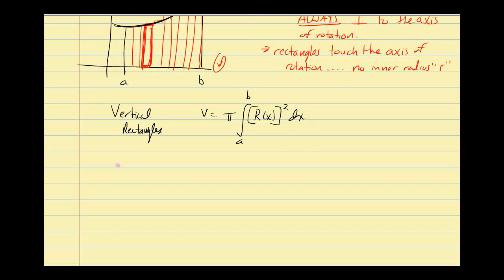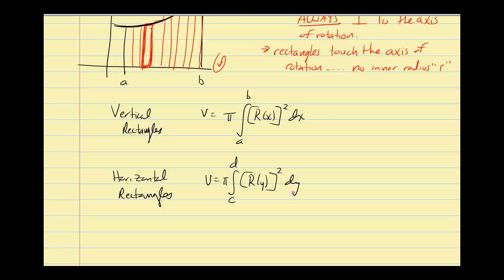Now if we have horizontal rectangles, of course we're going to be working with dy's. So my volume would be the integral of pi from c to d of your outer radius quantity squared dy. Now both of these are basically saying that we're touching the axis of rotation.